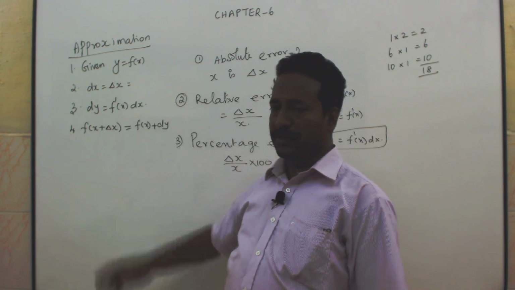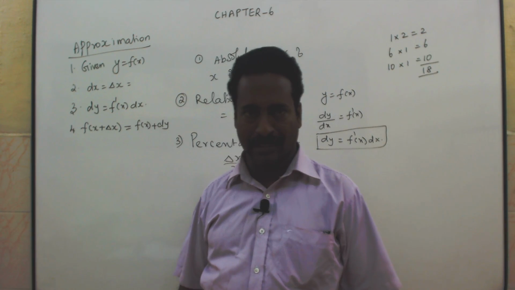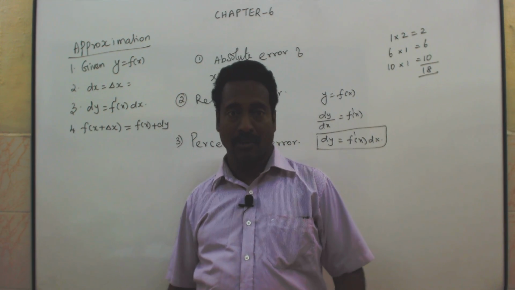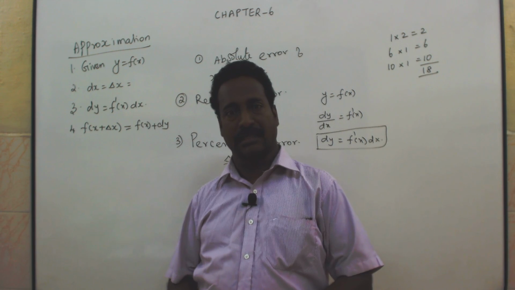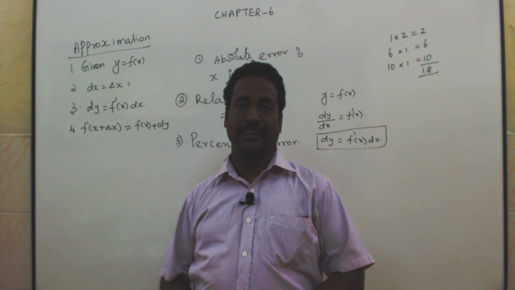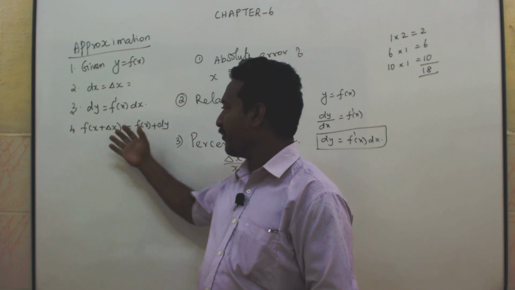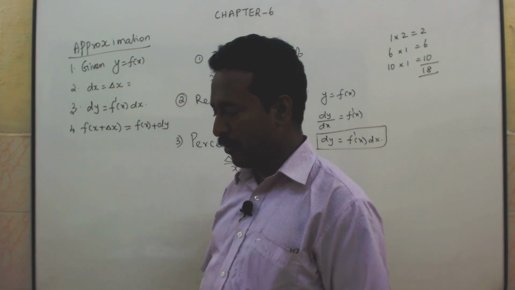What is the first step? Given y equal to f of x. Second one, you have to find out the absolute error of x. Then find differential. Then f of x plus delta x equal to f of x plus dy.